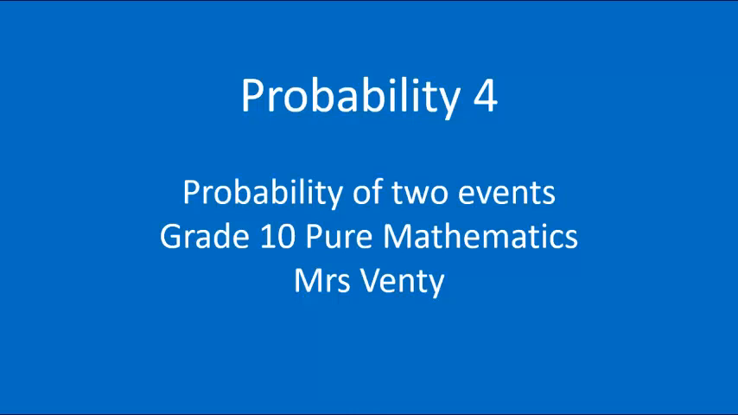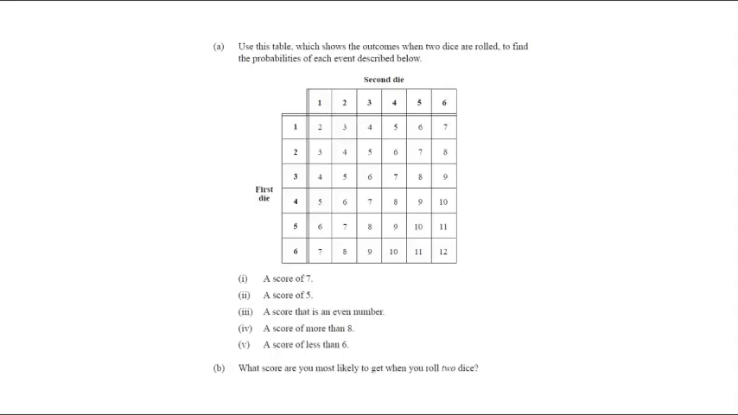Probability video number 4, we are going to look at the probability of two events and possible calculations with this regard. Question A says, use this table which shows the outcomes when two dice are rolled to find out the probability of each event described below.